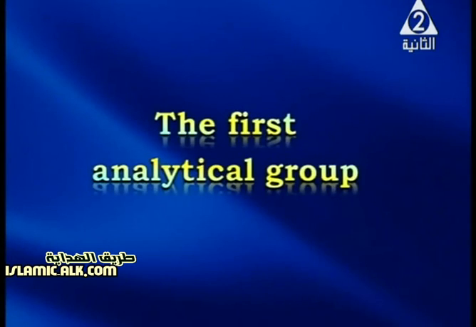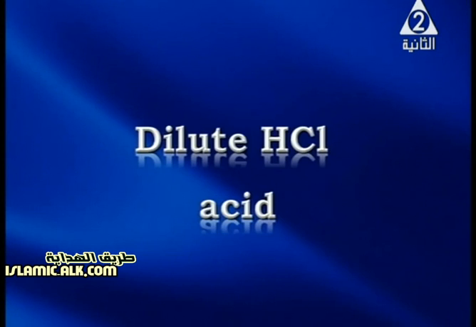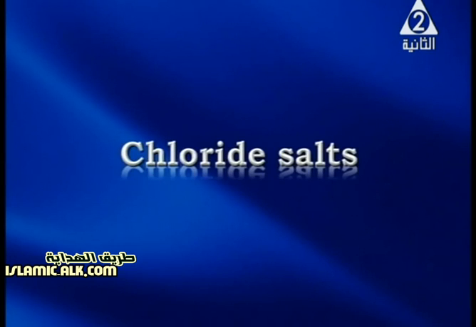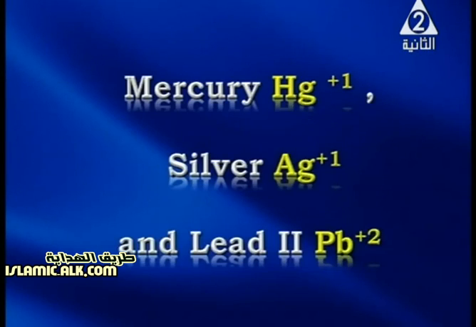The first analytical group. The group reagent here is dilute hydrochloric acid, and the precipitated salt here will be chloride salt. So the studied cations of this group are mercury Hg positive 1, silver Ag positive 1, and lead 2, Pb positive 2.